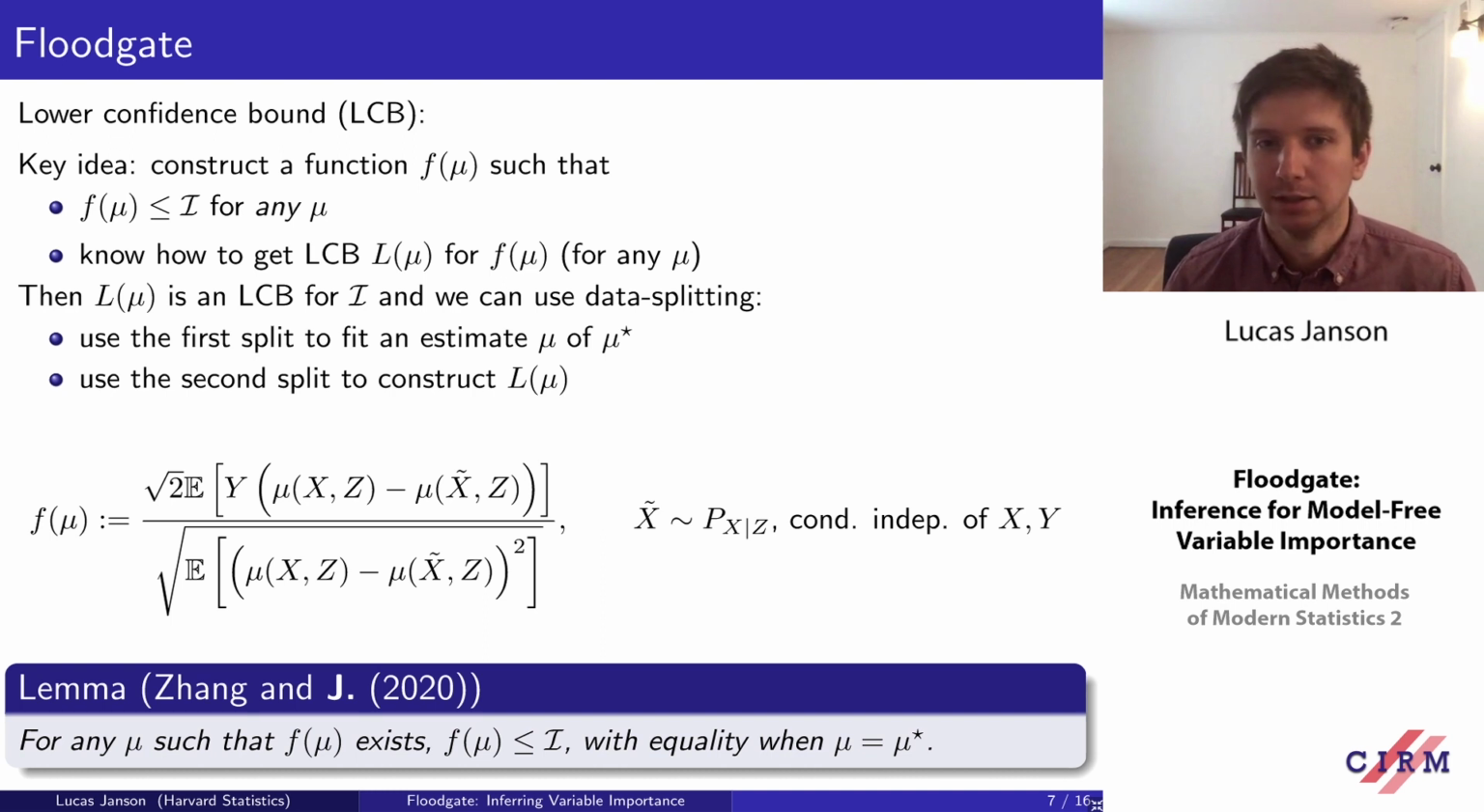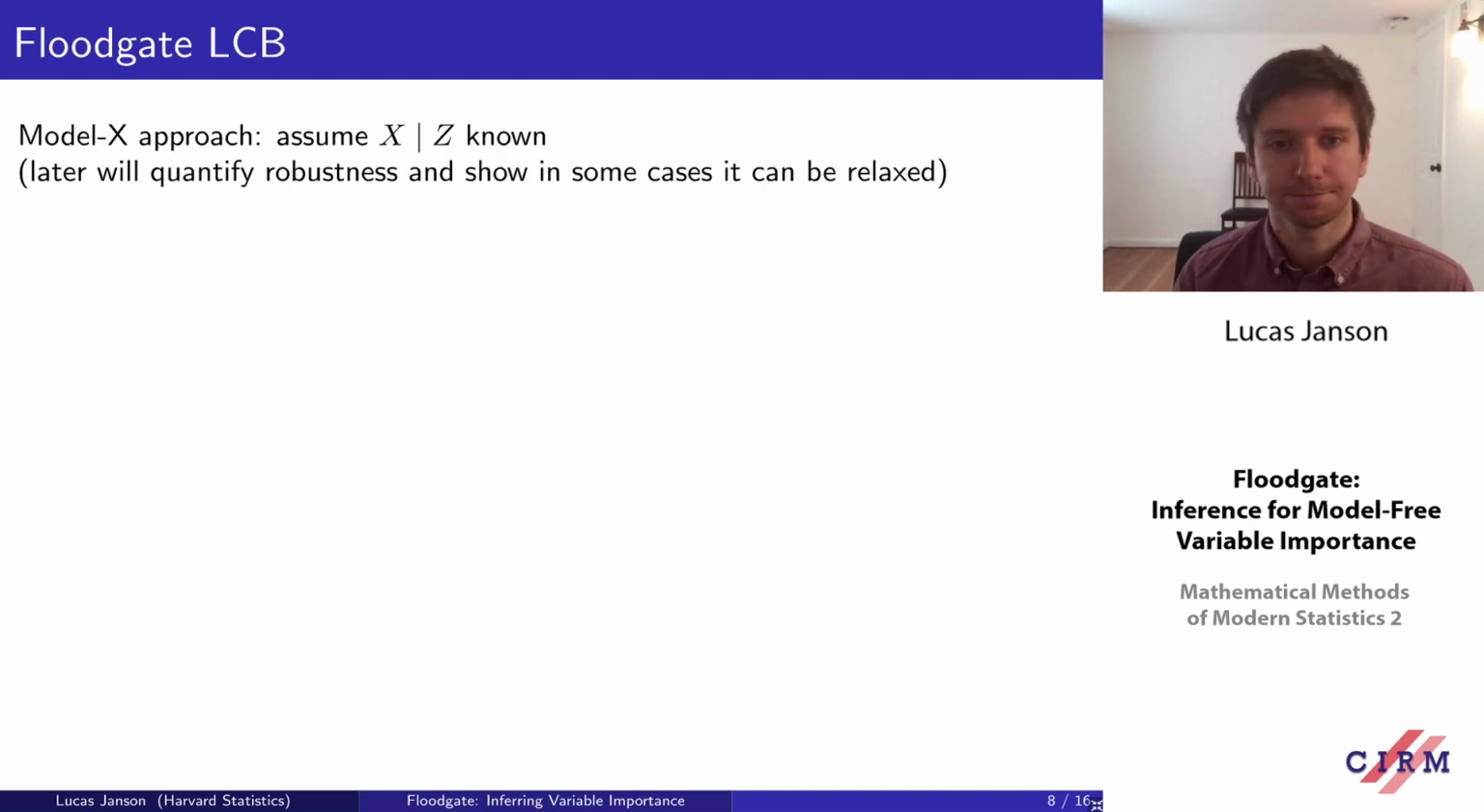All right, so that's great. And in fact, this was the hard part. This is really the key idea behind our method. That's why our method, which we call Floodgate as well, is centered around this Floodgate function. And coming up with f was really the hard part, because what we're going to see next is that getting a lower confidence bound for f of mu, for a fixed mu, is actually not so hard.